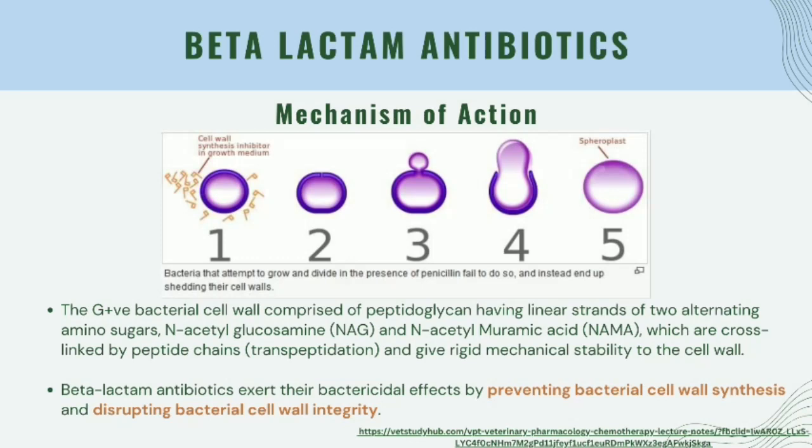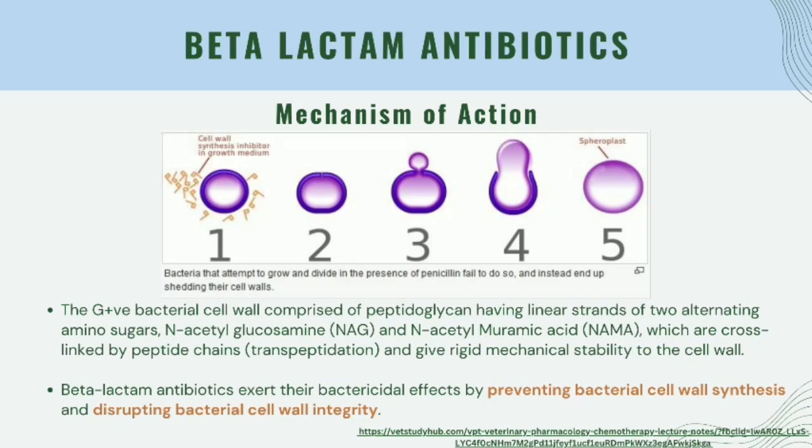The cell wall of gram-positive bacteria is made of peptidoglycan, which consists of alternating amino sugars of N-acetylglucosamine and N-acetylmuramic acid, linked by peptide chains through a process called transpeptidation. This structure provides the cell wall with its rigidity and stability.